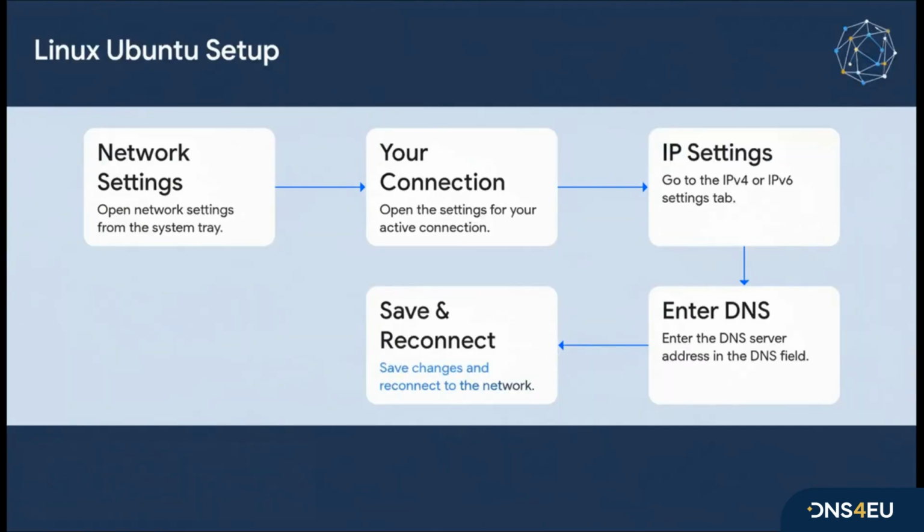And for all our Linux users on Ubuntu, the process is going to feel pretty familiar. Open your network settings, choose your connection, and pop over to the IPv4 or IPv6 tab. You'll see a field for DNS. That's where you put in the new server address. Just save your changes, maybe give your connection a quick disconnect and reconnect, and you'll be good to go.